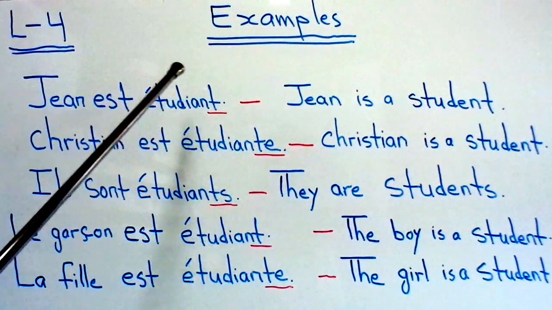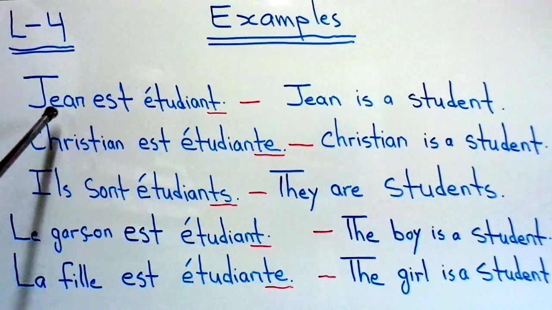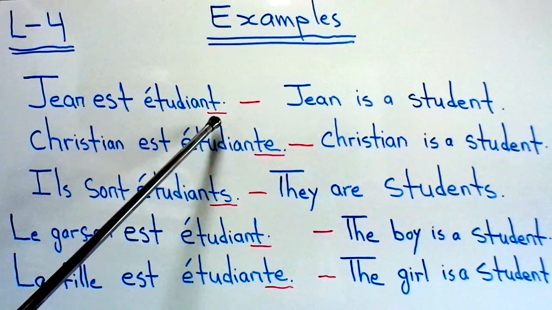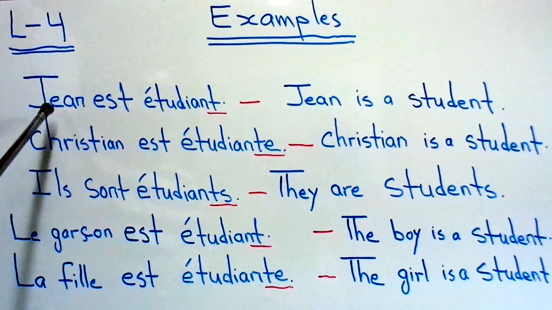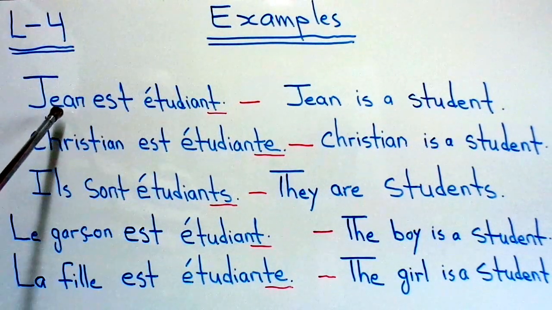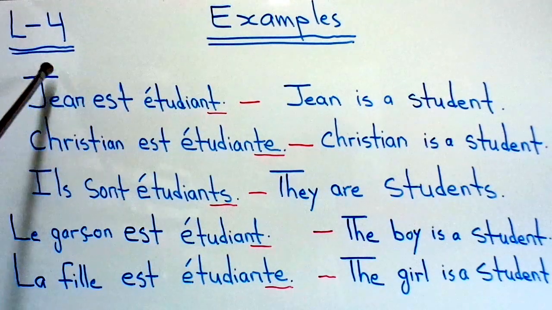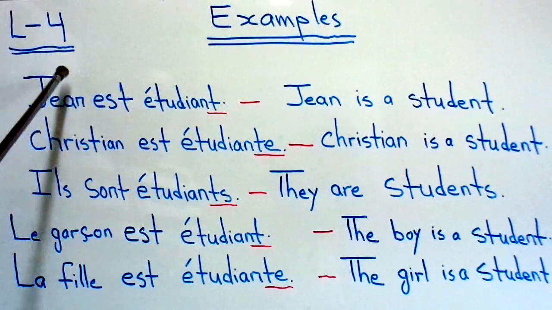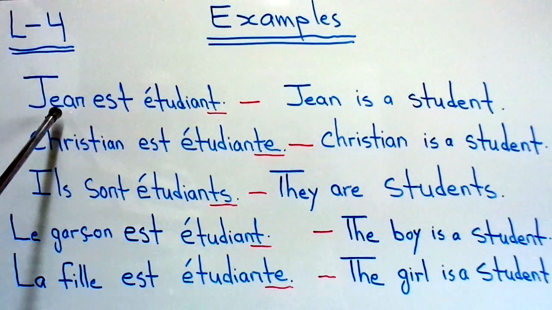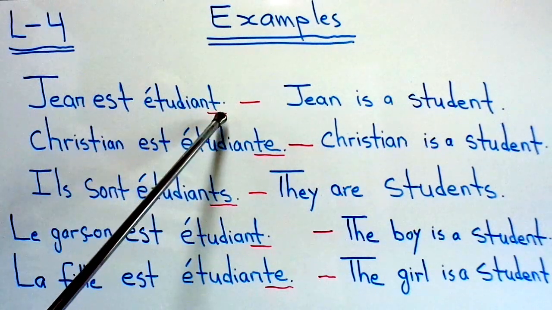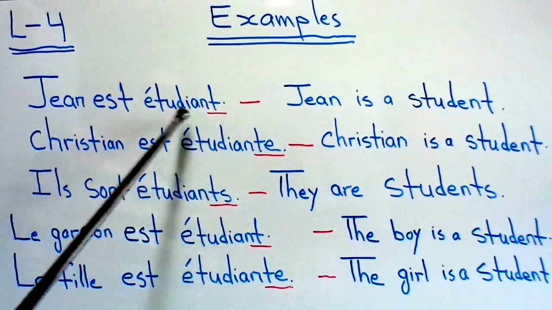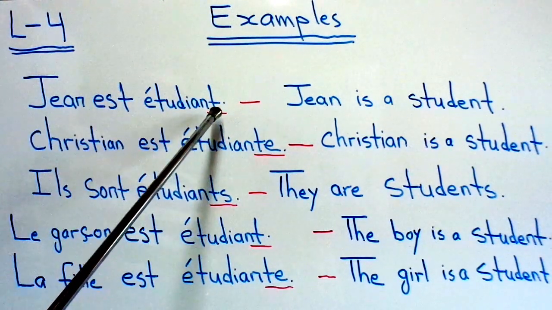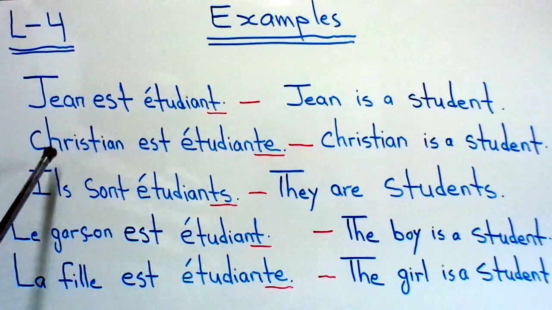Some more examples. Jean est étudiant. Jean is a student. Here we can use the name of the people as a subject. This is another way of using the subjects. Jean is a male. We don't add an E at the end because this is masculine already. Jean est étudiant. You don't pronounce the T.